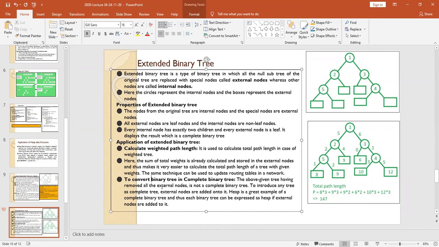If you remove all these external nodes, it won't be a complete binary tree. So in order to make it a complete binary tree, you introduce external nodes. External nodes are leaf nodes, and they are added onto it. A heap is a great example of a complete binary tree, and each binary tree can be expressed as a heap if external nodes are added to it. So this is the concept of the extended binary tree.